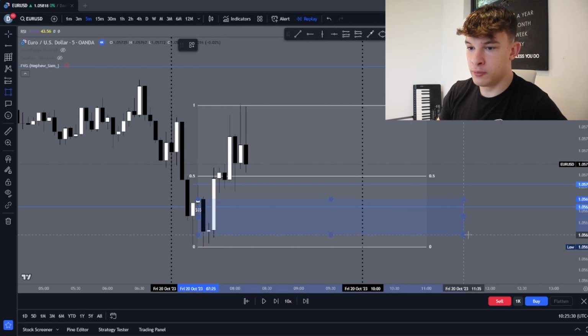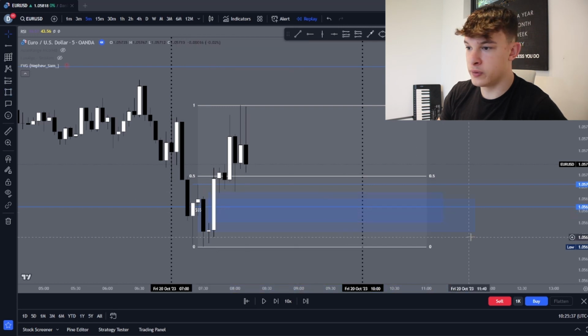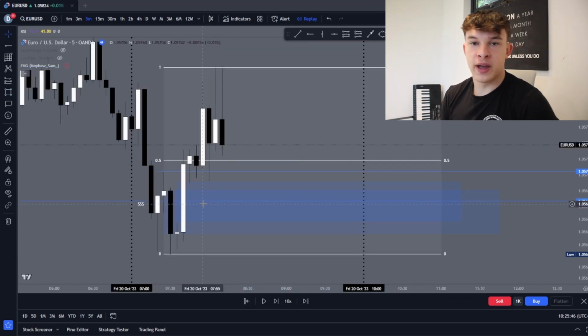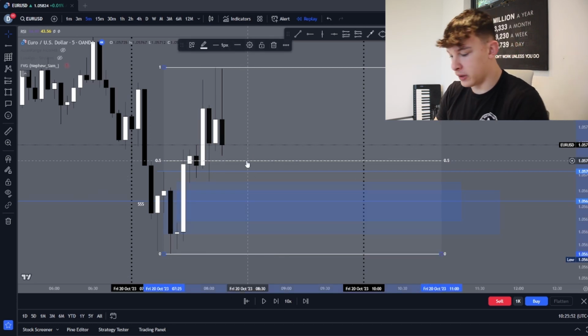So if I mark out the order block, we've got this right here. And if we look for the fair value gap, it's also a pretty similar level. We've got this to this. As you can see, both the fair value gap and the order block align quite nicely. And so I decided to go for this instead of equilibrium, so we can get rid of that.